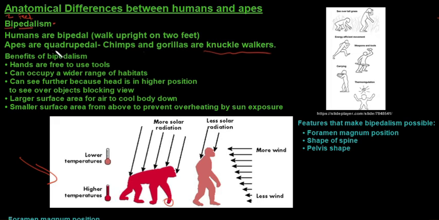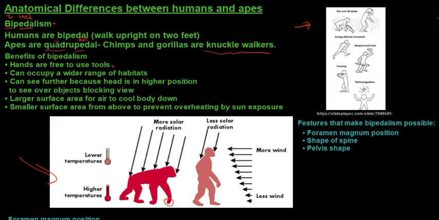So that means they are quadrupedal, quad for four, and pedal for feet. Now the benefits of bipedalism are quite large. Firstly, your hands are free to use tools. You can occupy a wider range of habitats. You can see further because your head is in a higher position.